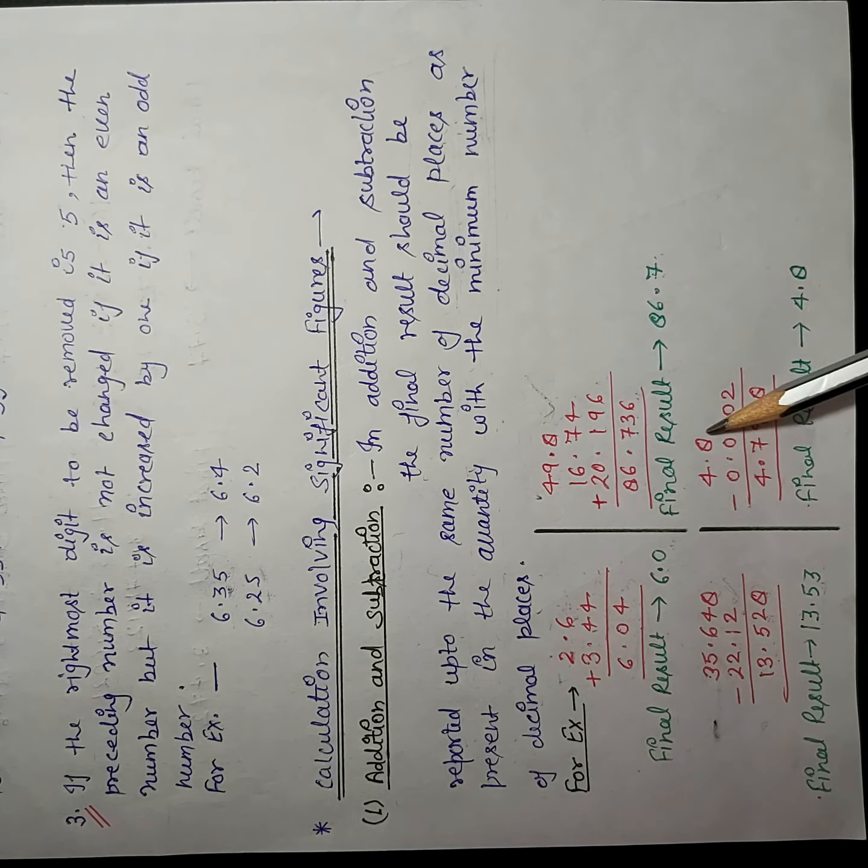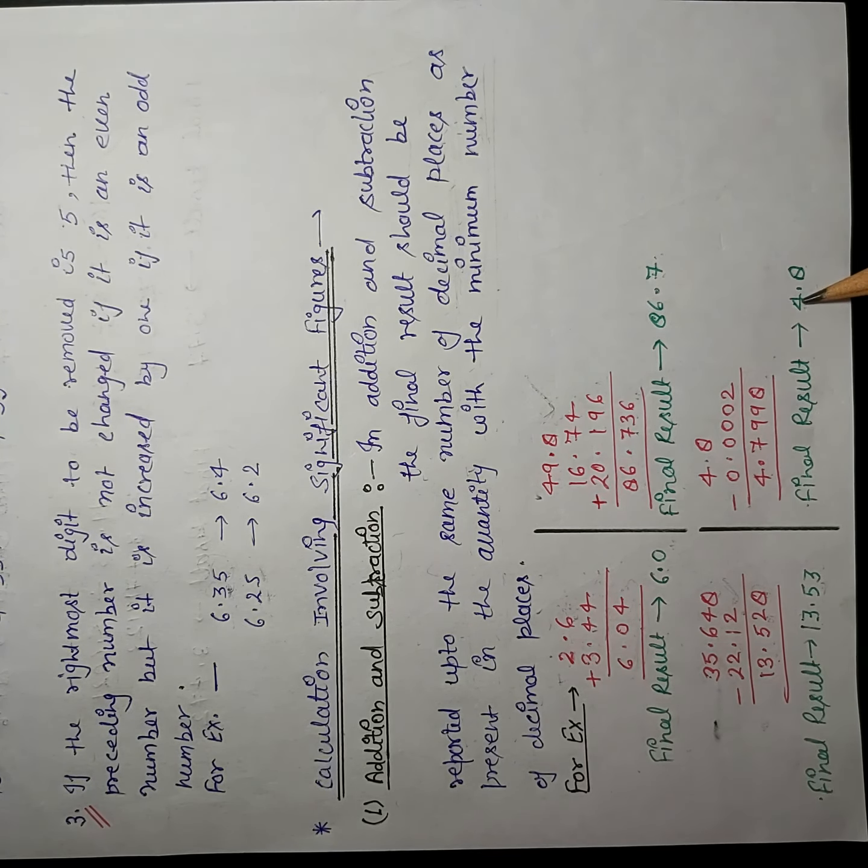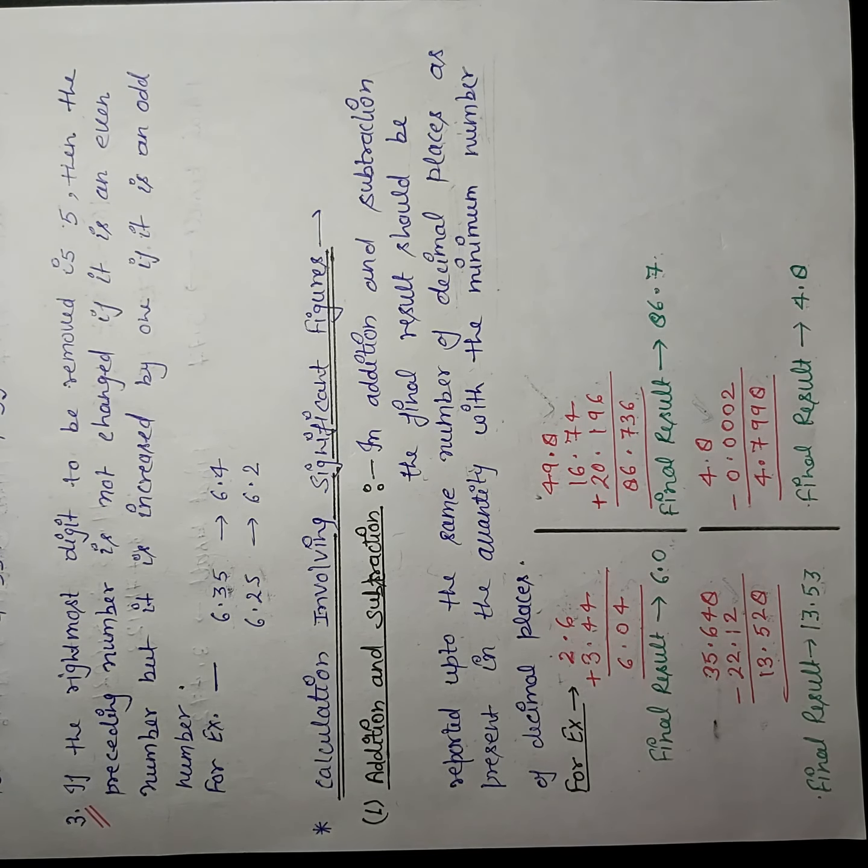Similarly, 4.8 minus 0.0002, you will have 4.7998, but this is not your final answer. Your final answer will be 4.8. Why 4.8? Because you have to remove these three numbers, because it has the minimum decimal places, which is 1.